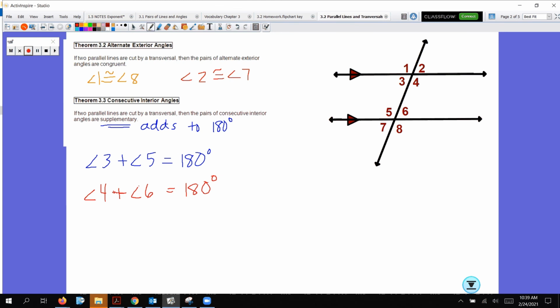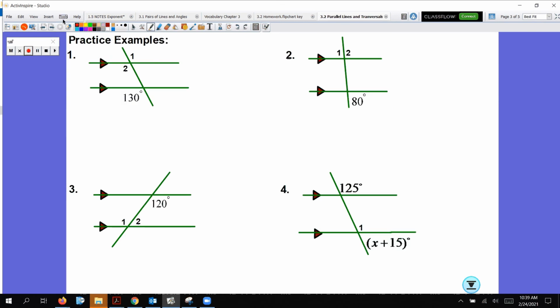Okay, so let's look at some examples where we gotta solve and plug in and see what we know, right? Let's put what we know to use, okay? Here I have angle 1 and angle 2 are vertical angles. They're also congruent, but I don't know what either measure is, so I cannot solve for either one. But I can say that angle 1 is equal to 130 because it's alternate exterior.